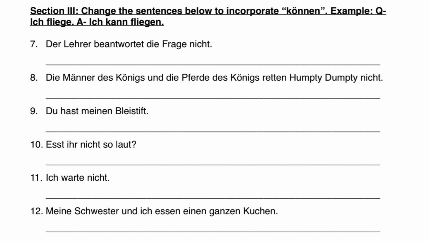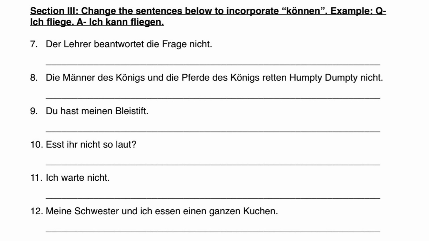In section 3, we're supposed to take each of these sentences and incorporate the verb können into the sentence. So in the example we have ich fliege, I am flying. But we want to change it to use können, so it says ich kann fliegen, I can fly. Nummer 7, it says, der Lehrer beantwortet die Frage nicht. The teacher is not answering the question. If we want to say the teacher cannot answer the question, we want to change beantworten back into its infinitive form and push it to the end of the sentence.